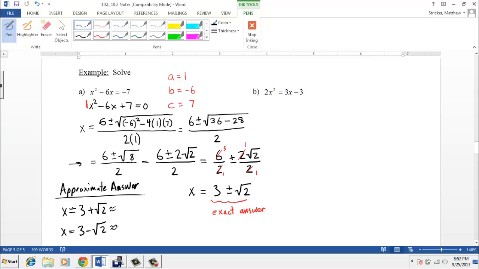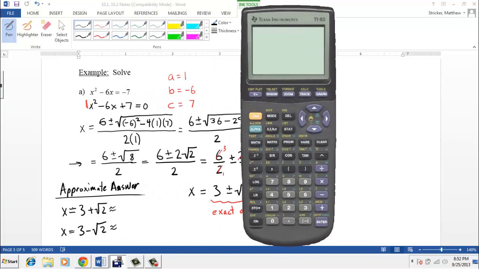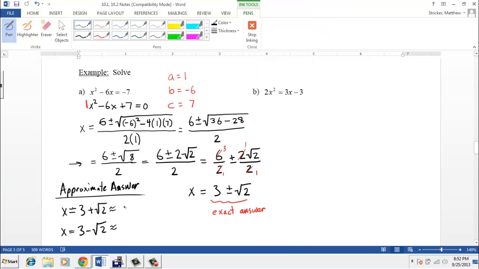You're going to want to pull out your calculator again. You calculate 3 plus the square root of 2 and 3 minus the square root of 2, which approximates to about 4.4 and 1.6. Approximate answers are especially important when we're talking about application problems, which we'll see on the next page. So that's the first one. Let's go ahead and take a look at another one of these.